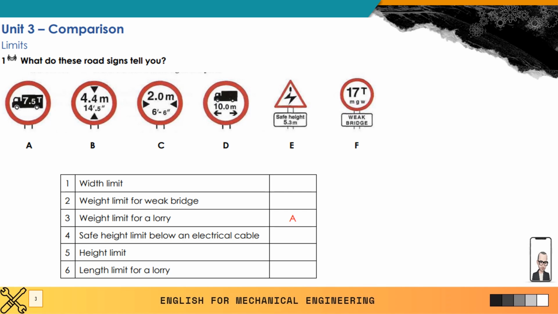B, 4.4 meters will be the height limit. I prefer height limit. C will be, of course, width, so how wide a vehicle is allowed to be. And D will be the length limit for a lorry, so how long they can be. There you've got in E, safe height 5.3 meters. So that is, of course, the safe height limit. And surprise, surprise, weak bridge is weight limit for a weak bridge. So C, F, A, E, B, D. Hopefully you guessed that one right.